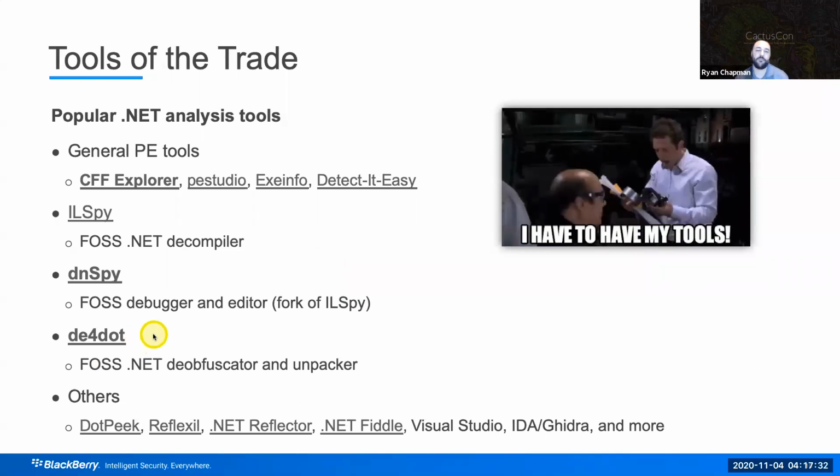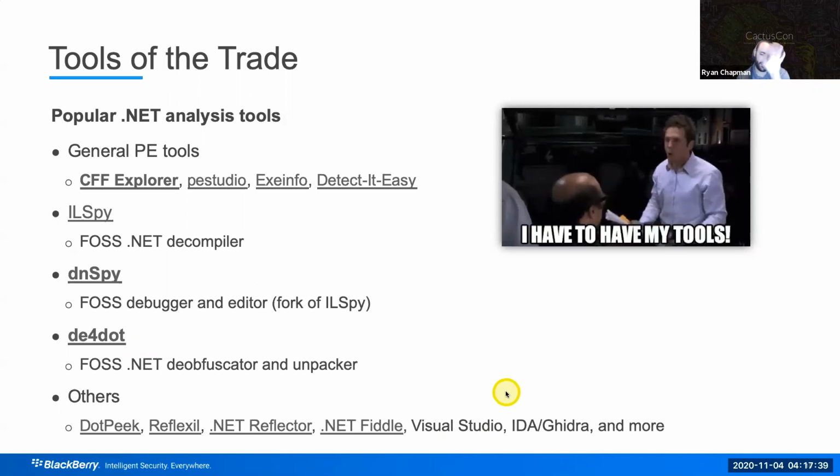de4dot is a fantastic deobfuscation utility that we'll be using in our demo. And there's a bunch of other tools. This is just the tip of the iceberg. The three that we have in bold, however, are my absolute favorites.